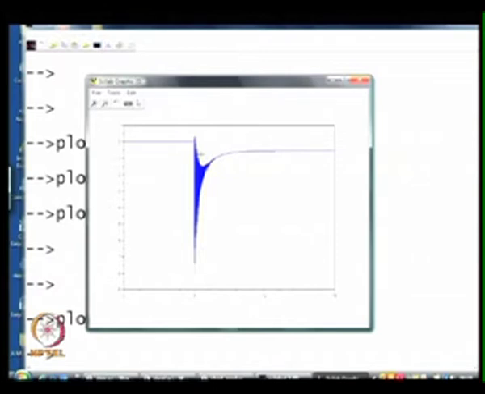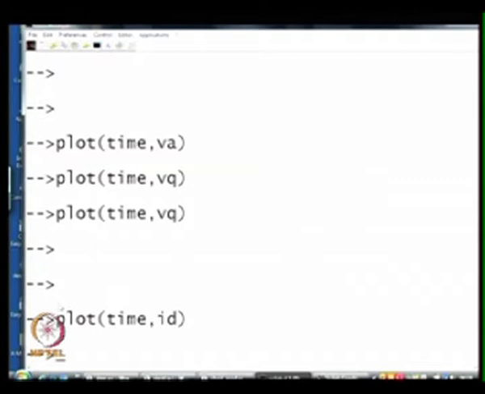several modes. The response is a superposition of several modes, and the key modes of course in this case are 1 by Td double dash and 1 by Td dash, and of course the oscillatory eigenvalue which we have seen some time back. So there is an oscillatory mode.